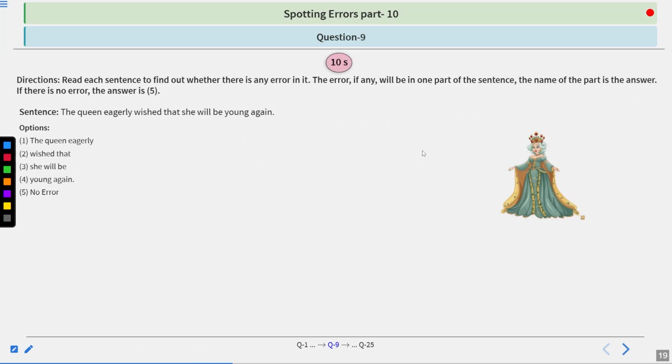The queen eagerly wished that she will be young again. Options are given below. You have 10 seconds to spot the error.